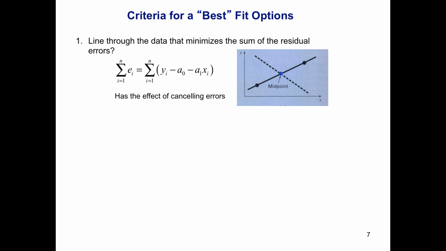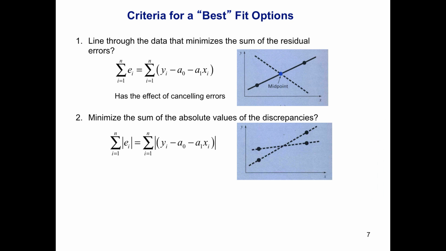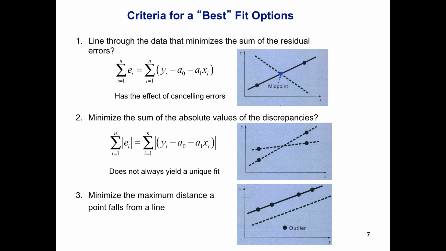So, the second option is yes, I could use absolute values, but there's this discrepancy, and it's not behaving mathematically very well when I'm analyzing it, and it doesn't always yield a unique fit. Also, I could just do a maximum distance. So I could just take the maximum of all the errors and try to minimize that.